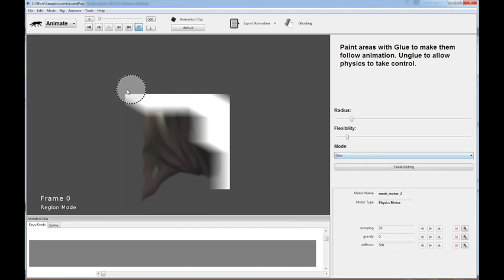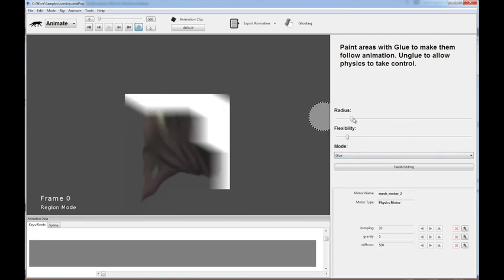And to actually glue stuff, you basically switch to this glue mode. It's on by default. You just paint it like a paintbrush thing. You just paint it like painting weights, okay? And then if you want to remove stuff, switch to remove, and then remove portions of the mesh, okay? That's all it is.